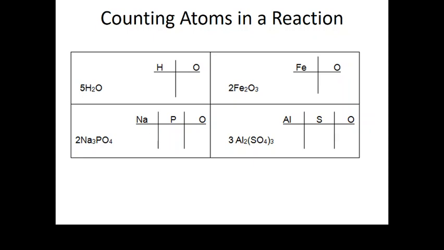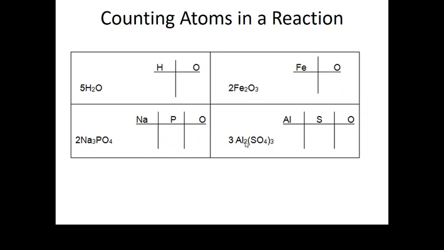So if you're looking at iron, iron has 2 for every 3 oxygens, but a coefficient of 2. 2 times 2 will give us 4. 3 times 2 will give us 6. Looking at our next example here, we have 2 of all of this. 3 sodiums for every 1 phosphorus for every 4 oxygens. Well, if I have 2 of those, I'm going to have 2 times 3, which is 6. 1 times 2, which is 2. And 4 times 2, which is 8.